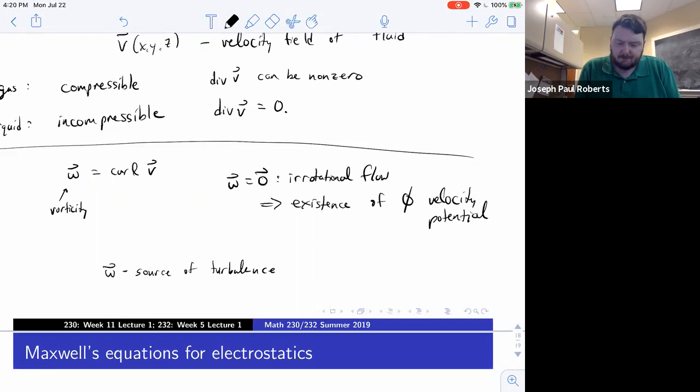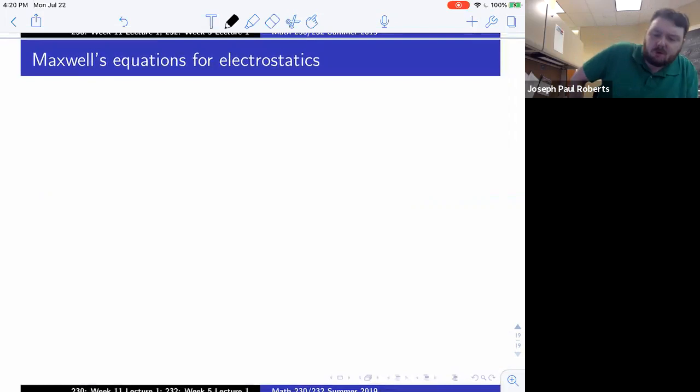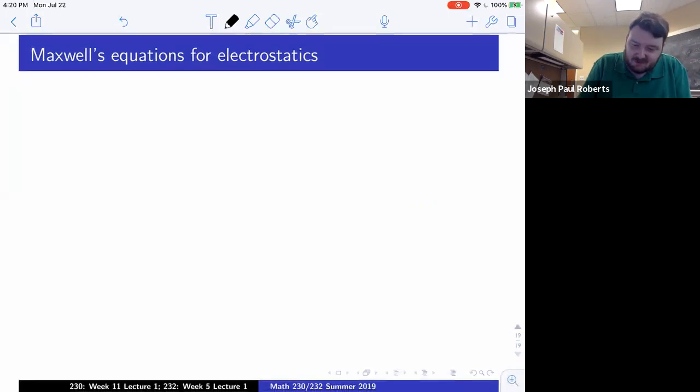Okay, so anyway, last thing I want to talk about was Maxwell's equations for electrostatics, and this will connect some things to Physics 212. So I'm going to pick units where all numbers are 1. You're allowed to do that in math. I'm not trying to do precise physics, but I've changed units so that these equations are going to be simple.